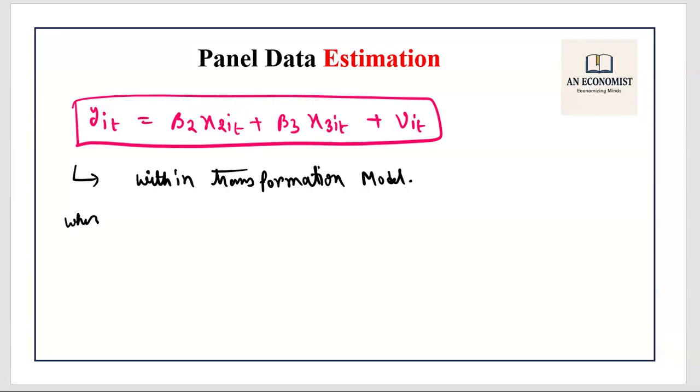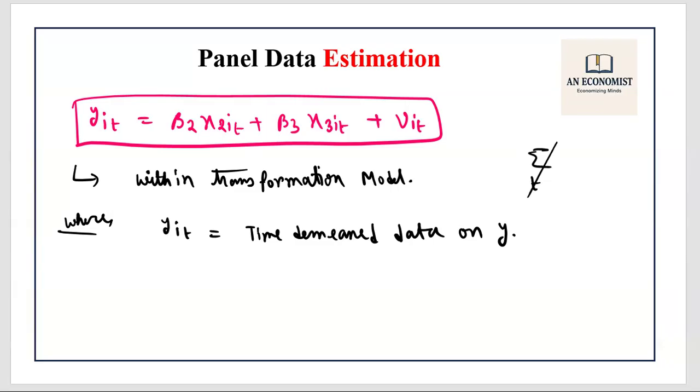Here, this small yit is known as the time demeaned data on Y. So basically what we are doing is taking the mean, and that is how we are eliminating the effect of time. If you take the average over time, you are removing the effect, across time. Basically, you are taking out the power from the time. So that is what we are doing here. We are demeaning the time effect. Similarly, small xit is the time demeaned data on X, and vit is the time demeaned error term.